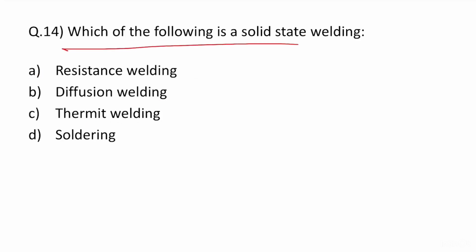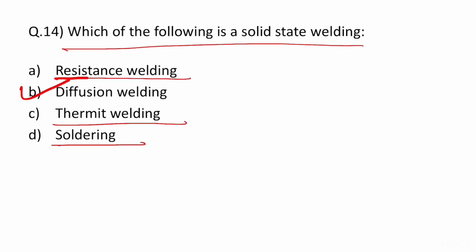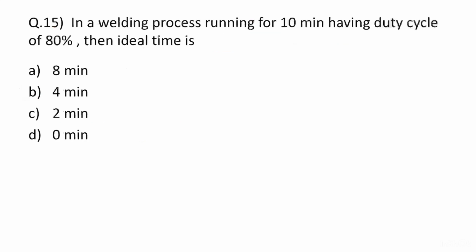14. Which of the following is a solid state welding? So thermit welding is not a solid state welding, soldering is solid liquid welding, resistance welding is also liquid welding. So the answer here is 14th B. Sometimes you may confuse with resistance welding, that resistance welding is a solid state welding, but no, diffusion welding is a solid state welding.